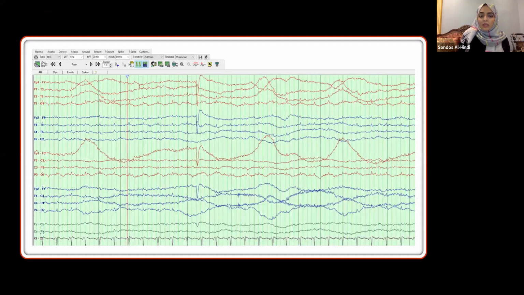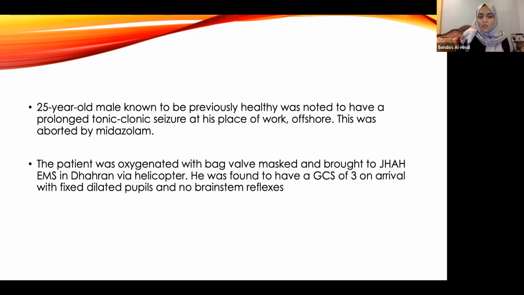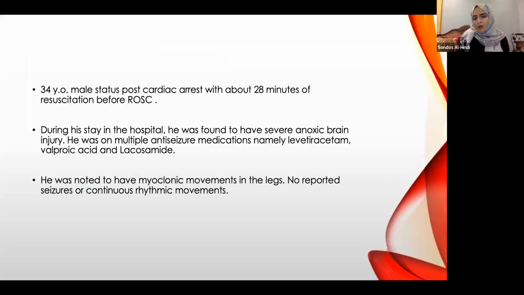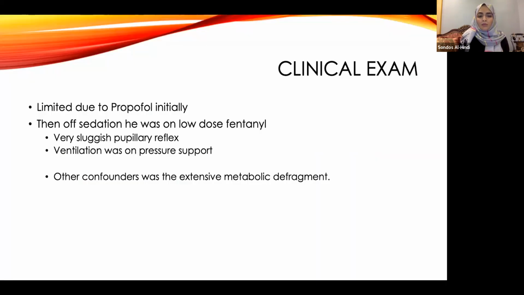So these are a few cases, some of which could be clear cut on examination and EEG. Some of them have confounding factors. I presented some cases just for a discussion of when to properly examine and assess, and not to hurry in declaring anybody brain dead. All right, that's all that I have.